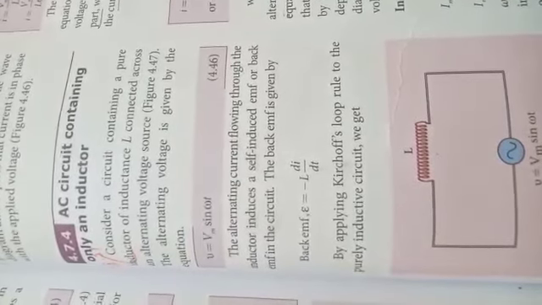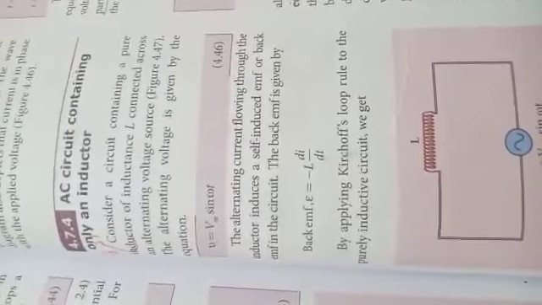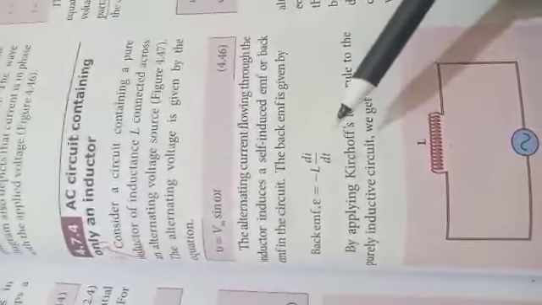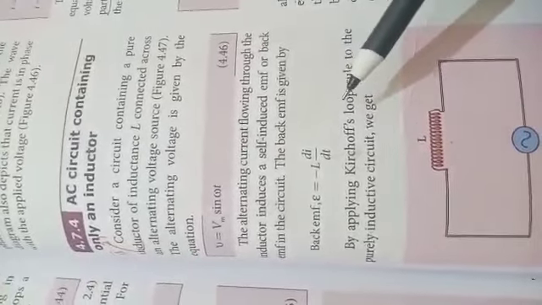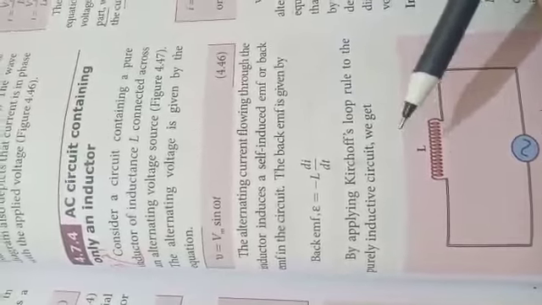Already we studied self-induction. Self-induction means when we apply a voltage to the coil, it produces an EMF in the coil. The produced EMF opposes the applied voltage. So there is a back EMF, E equal to minus L into di by dt.